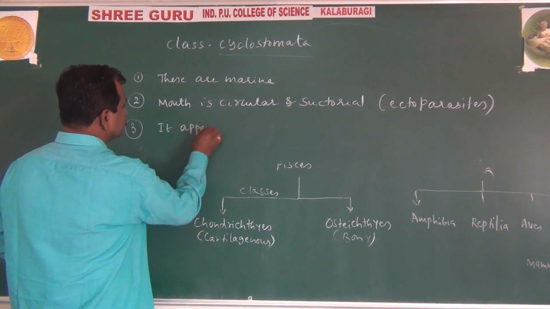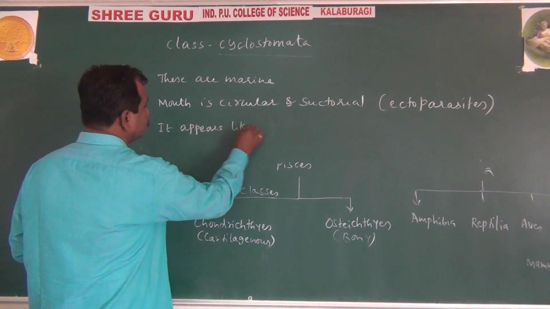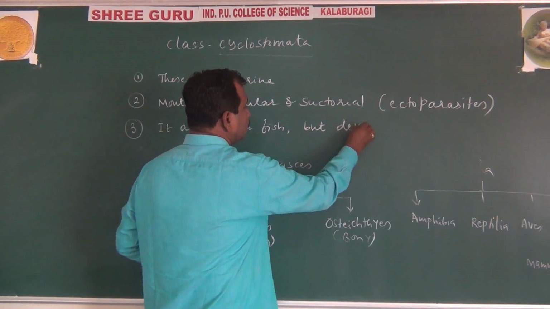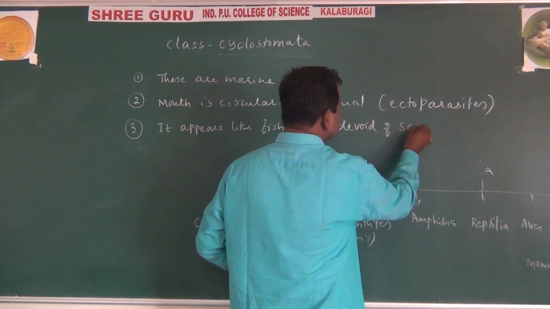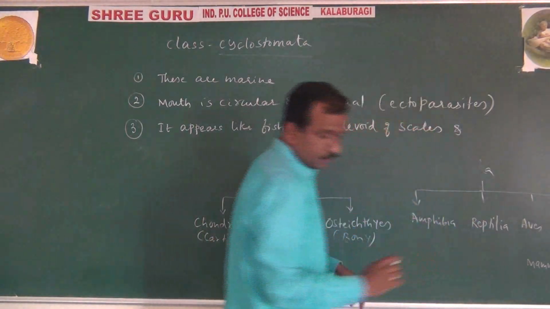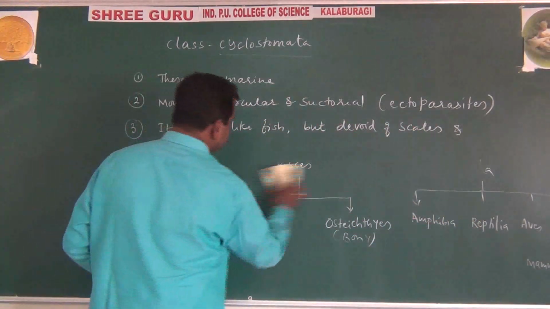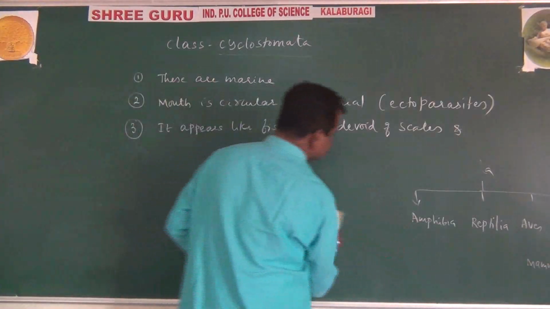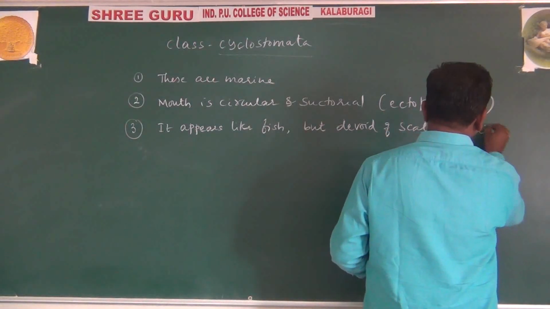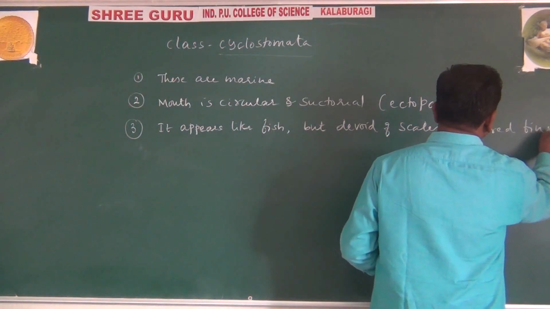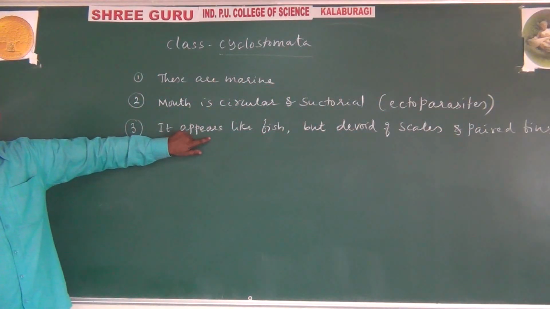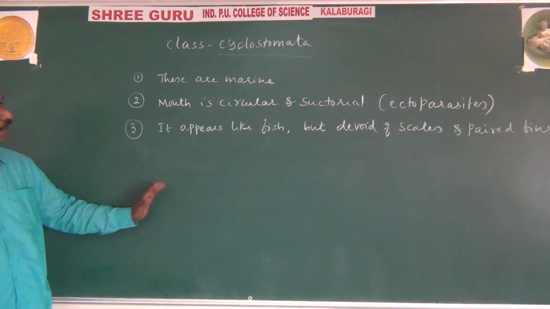It appears like fish but devoid of scales and paired fins. Paired fins. This is also a unique character. You can see these two characters. On the basis of this, the question is supposed to be asked for cyclostomata.